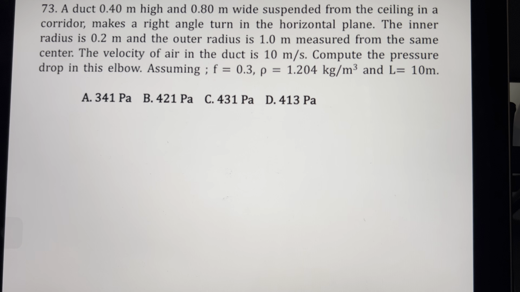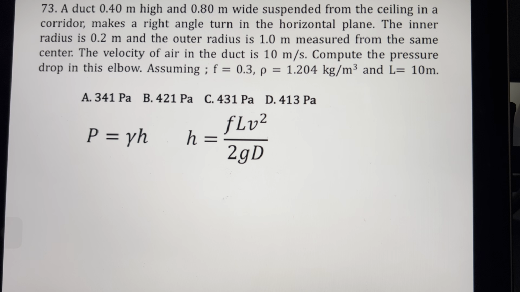Assuming the friction factor as 0.3, the density rho is 1.204 kilograms per cubic meter, and the length as 10 meters. So we are asked for the pressure drop. So we know that the pressure drop in a duct is equivalent to the specific weight of our fluid inside the duct times the head loss, which can be computed using the Darcy-Weisbach equation, f L V squared over 2g. Okay, so we already have our density, meaning we could solve our specific weight.